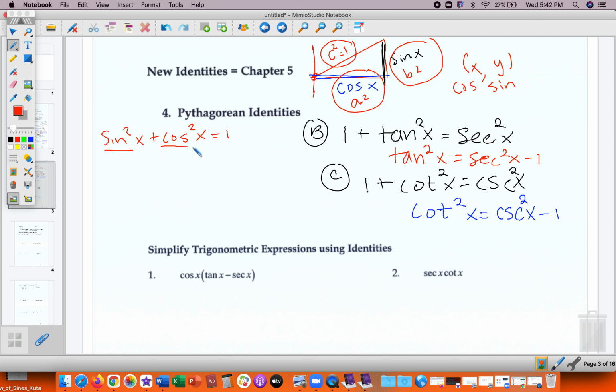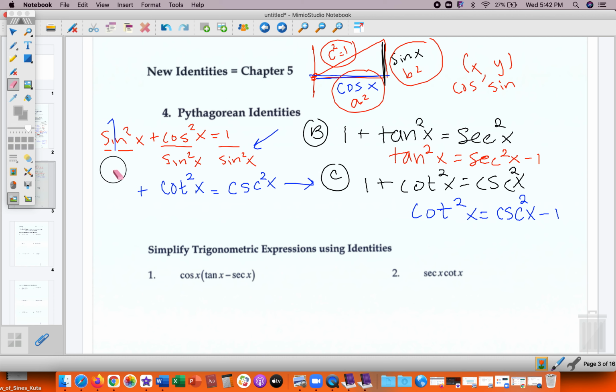If I divide all of these by sine squared x, well, we know sine over sine is 1, right? Sine squared over sine squared is 1. We know that cos over sine is cotan, so cotan squared x. And 1 over sine is cosecant, so cosecant squared x. So that's this one over here that we called letter C.